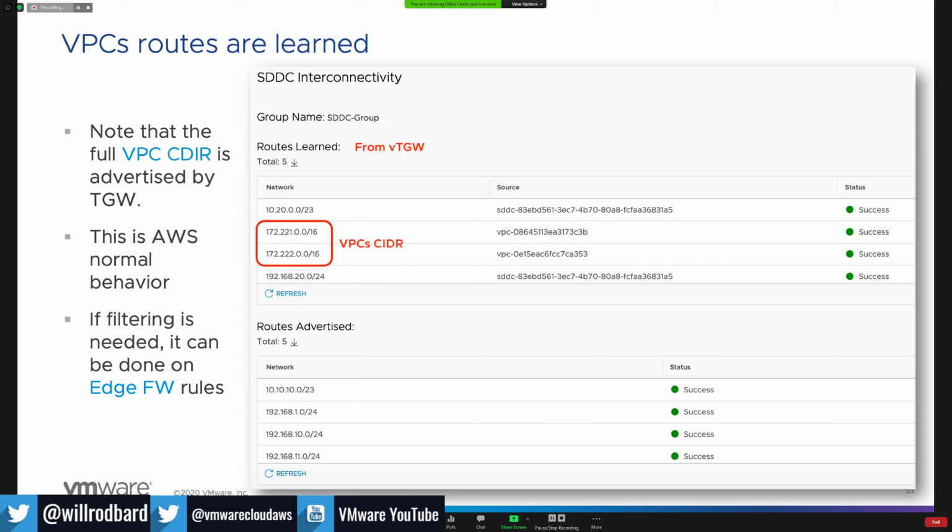One thing I need to say is that when you attach a VPC to a transit gateway, you learn about the VPC CIDR, the global one, not any specific network or subnets or anything that is inside. You learn the global CIDR from the VPC. And if the VPC has multiple CIDRs, which is also possible, you will learn all of them. But this is normal behavior from AWS. If you need filtering, you need to apply firewall rules on the edge, okay?